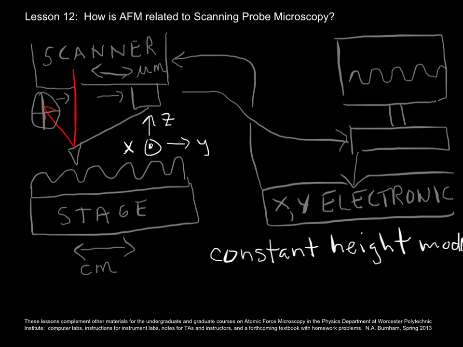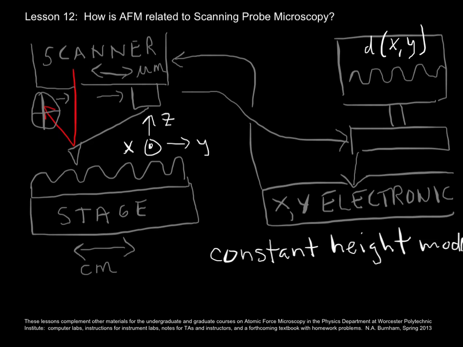You might remember this slide from Lesson 4. It's constant height mode in AFM. Height of the scanner remains the same. It rasters back and forth in X and Y, and you record the deflection of the cantilever as a function of X and Y position of the scanner.